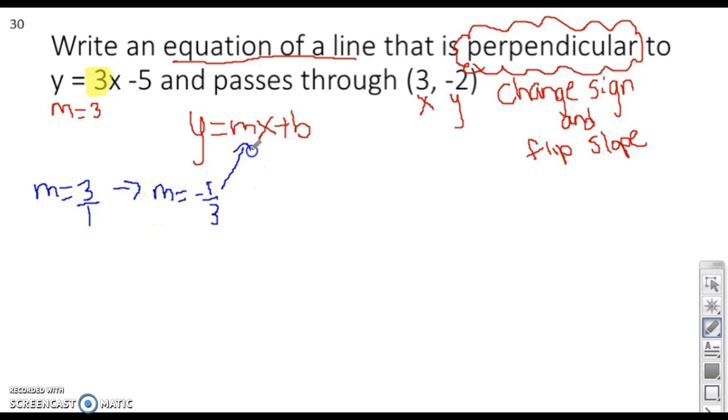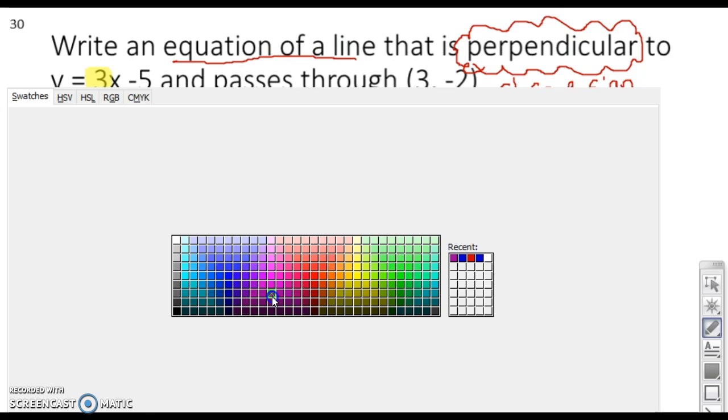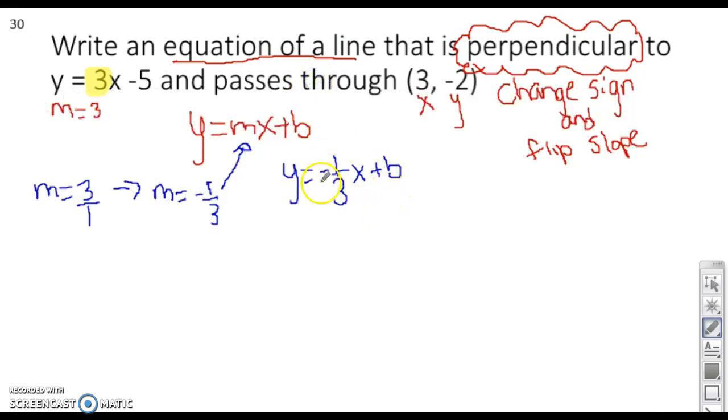I'm going to plug that into my equation for m. So I have y equals negative 1/3 x, but what I don't know yet is the b value. You could probably use some process of elimination right here if it's a multiple choice test, and make sure that it has a negative 1/3 slope. But to figure out that b value, that's why we need this point. We're going to take this point and substitute it in to figure out the y-intercept.